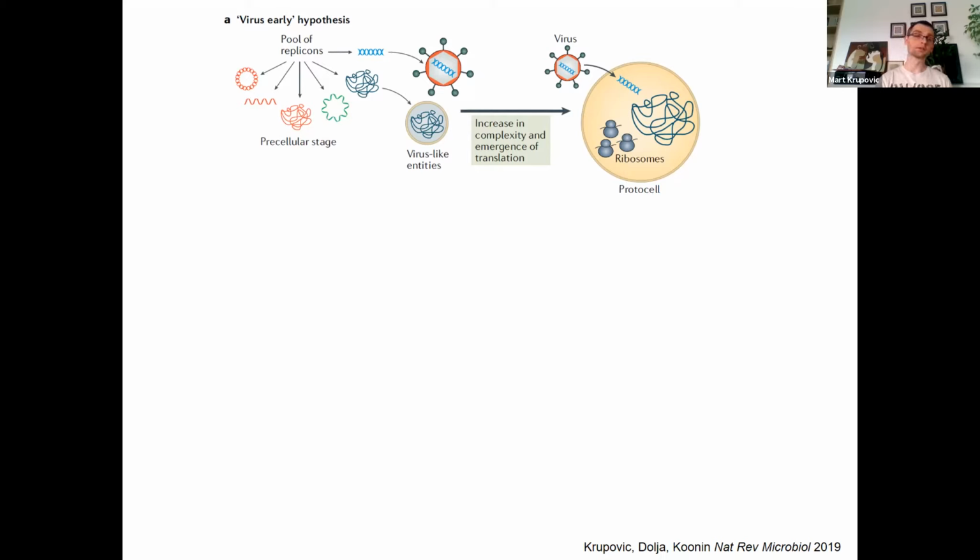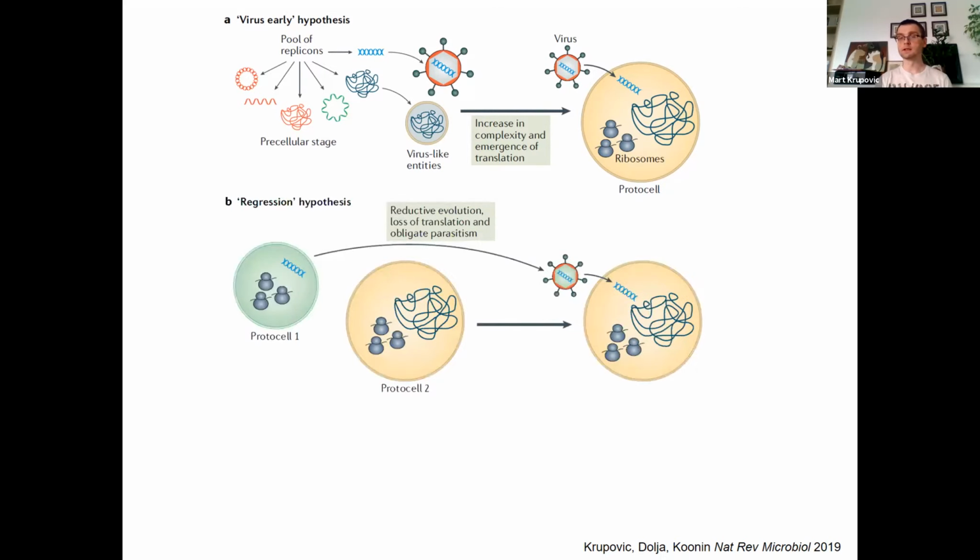Now, the second hypothesis, known as the regression hypothesis, views viruses as ultimate degeneration products of cellular organisms, which lost some of the molecular machinery, such as the translation apparatus, and then succumbed to obligate intracellular parasitism of cells. And this particular hypothesis has been boosted more recently by the discovery of giant viruses.